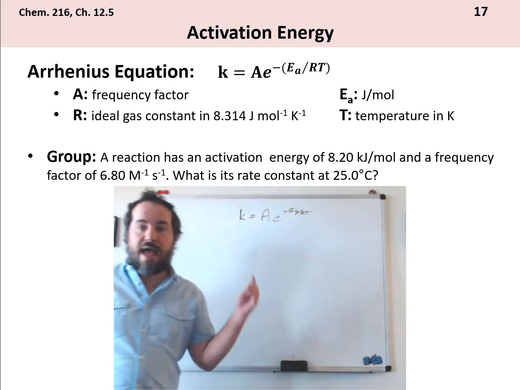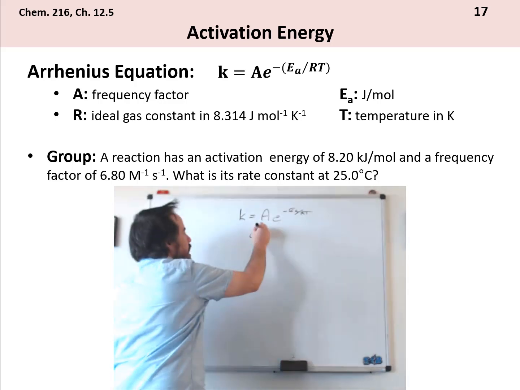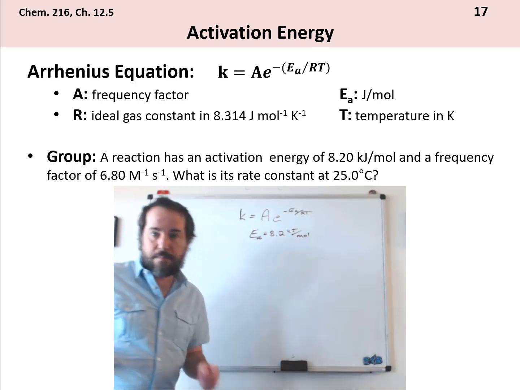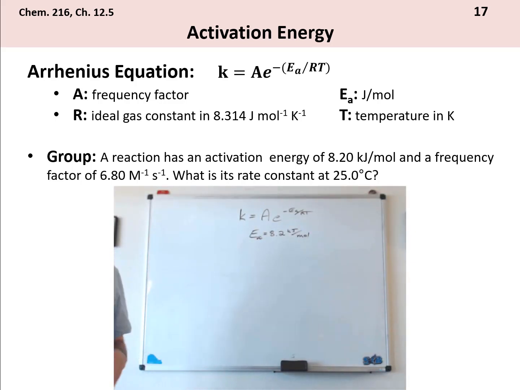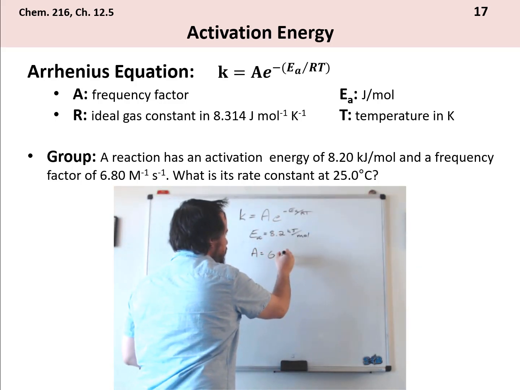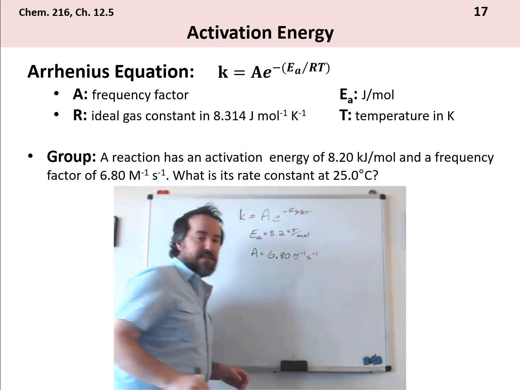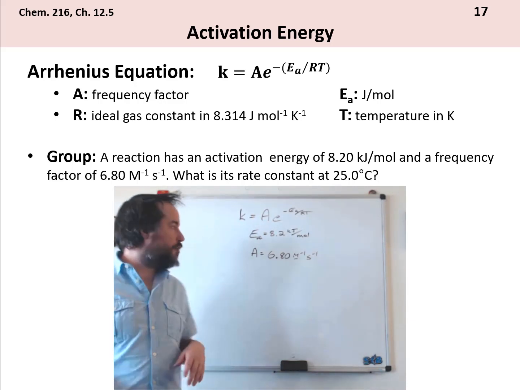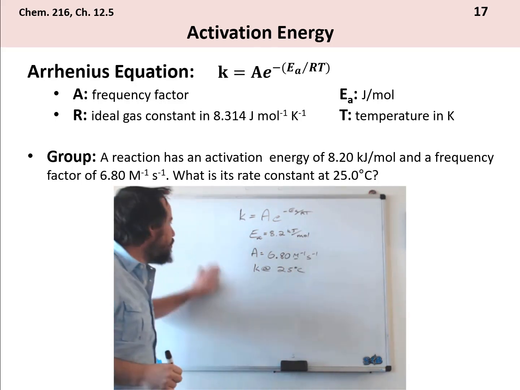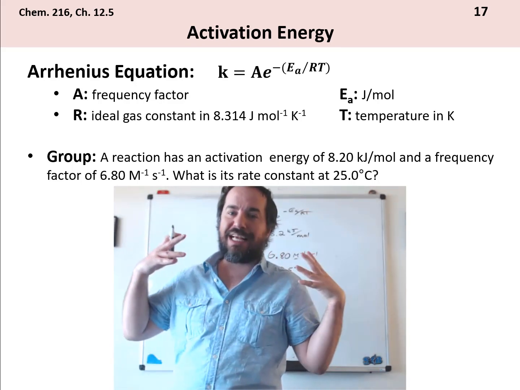All right. So I have this equation. What am I told? I'm told an activation energy of 8.2 kilojoules per mole. I am told a frequency factor, that's that A, of 6.8 molar to the negative 1, seconds to the negative 1. And then I want to know the rate constant at 25 degrees C. Okay, so I'm going to use this equation. The first thing I should do is make sure everything is in good units.